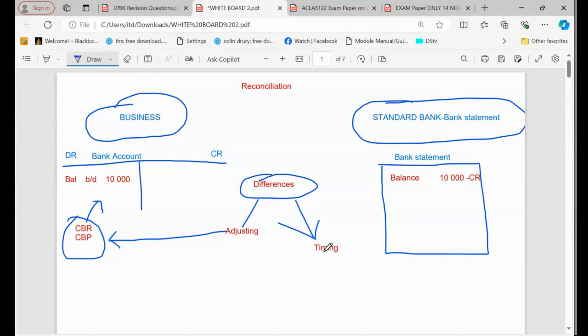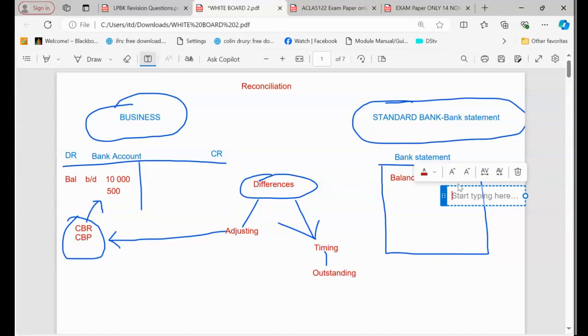But when they are timing, I sometimes prefer to call them outstanding. These items are those which are appearing in our books, meaning they are appearing in the CBR and CBP, but they are not appearing on the bank statement. It's like you went to deposit, for example, a deposit of 500. According to your books, you have it here, but when you check that 500, it's not there on the statement. So those items are called timing and they are called outstanding items. So let's get that.